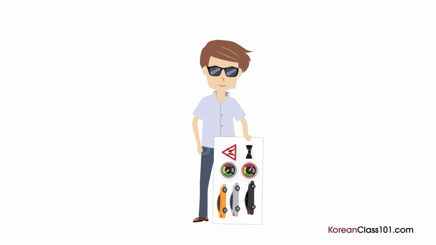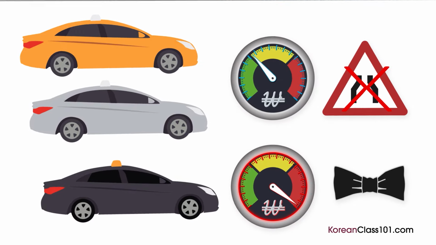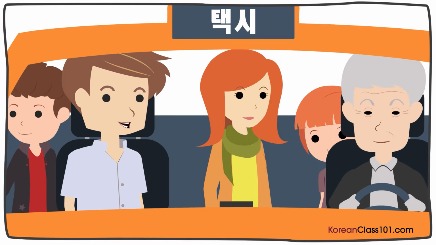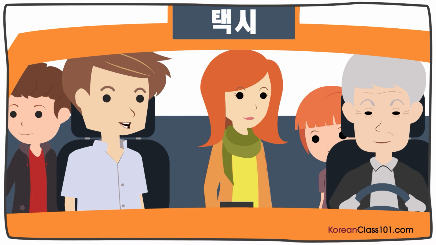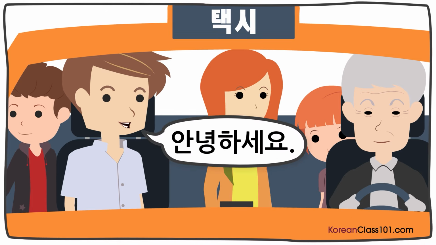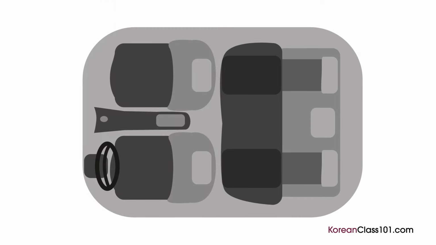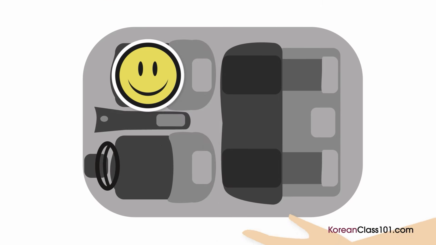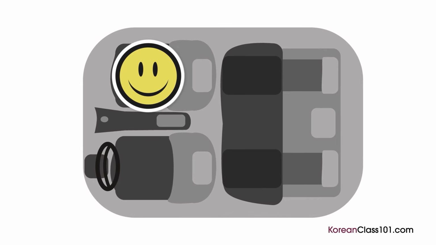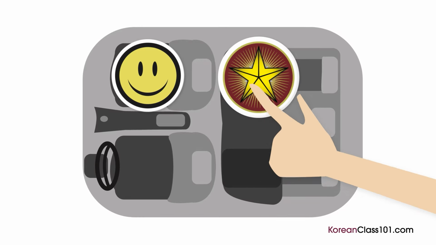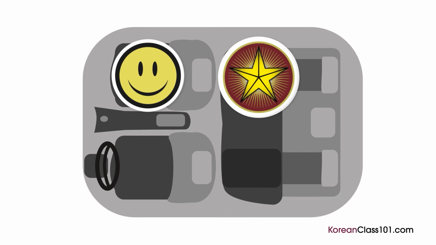To signal a taxi driver, simply raise your hand and wave it up and down. When the taxi arrives, open the door and take your seat. What did Mark say when he took the taxi? 안녕하세요. In Korea, it's okay to sit next to the driver, even if you're riding alone. And if you're riding with someone older than you, ask the person to sit in the 상석 or upper seat. The upper seat is located behind the front passenger seat and is considered a more honorable seat.